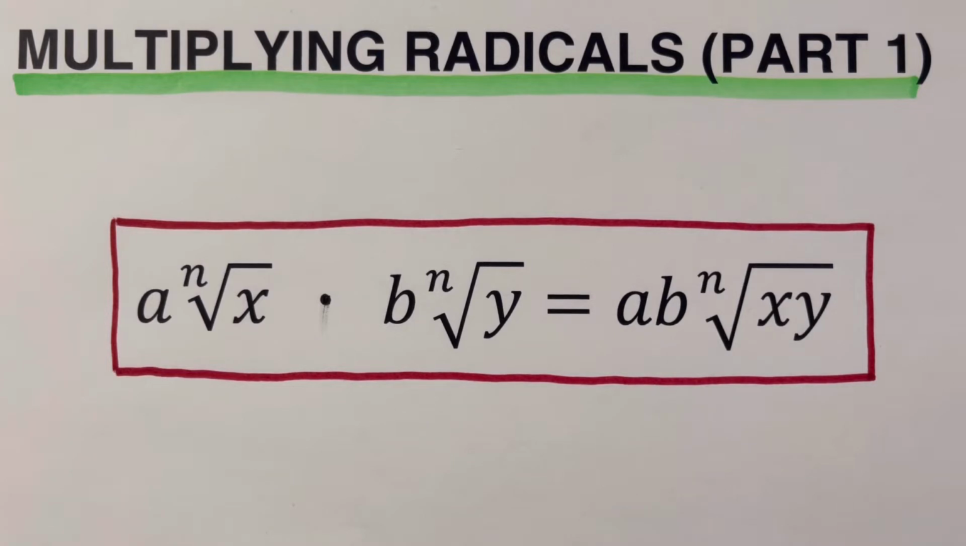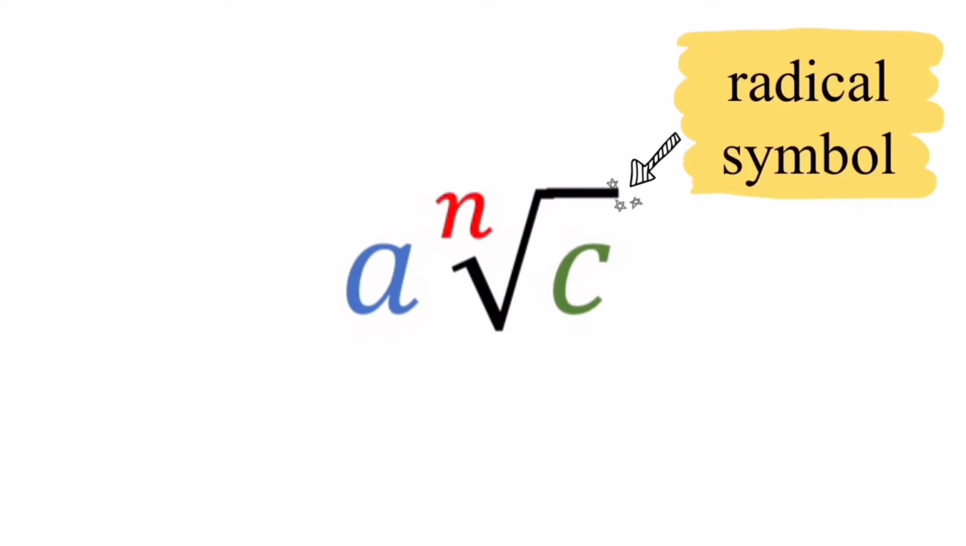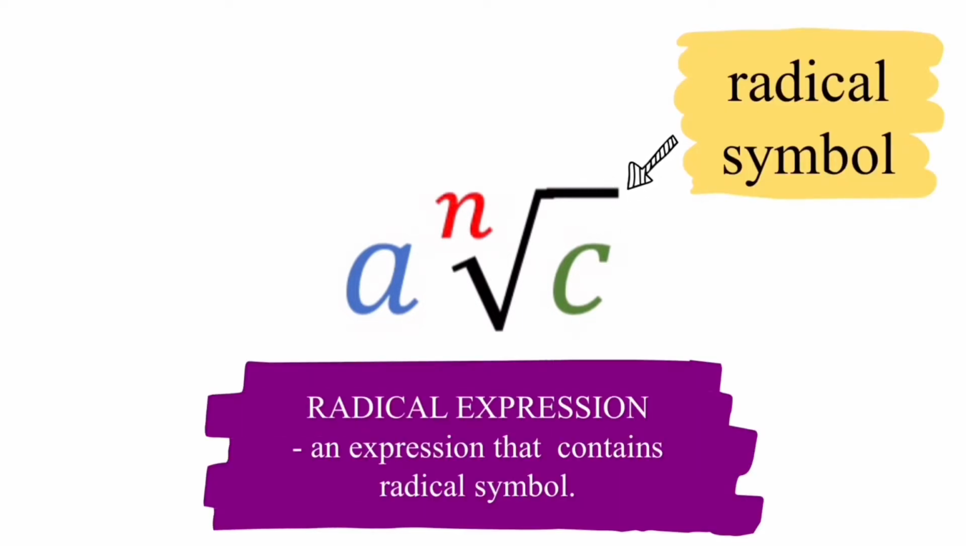Before we go over this general rule in multiplying radical expressions, let's review the parts and definition of radical expressions. Please remember that these are the parts of every radical expression. The first part is the radical symbol. The reason why this is called a radical expression is because it is an expression that contains the radical symbol.